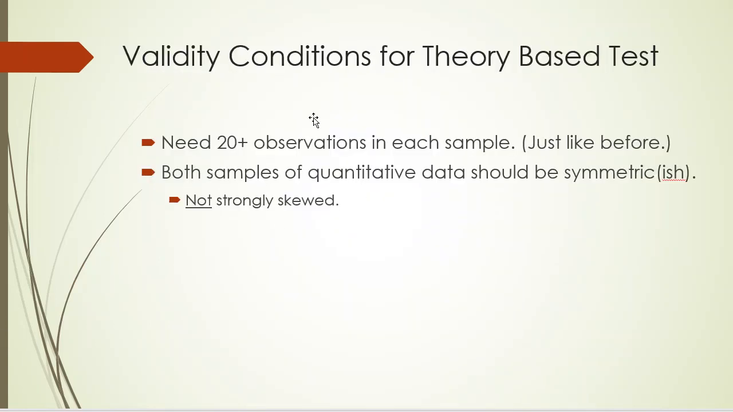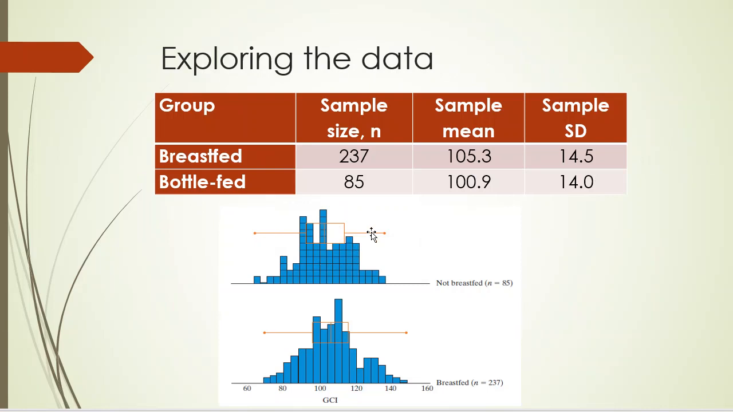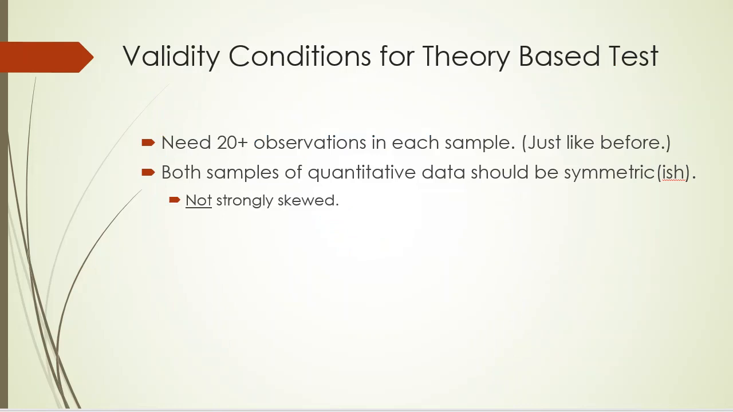If you're going to do a theory-based test, there are some validity conditions. Number one, you need at least 20 observations in both samples. And because it's quantitative data, we want it to be at least symmetric or not strongly skewed. Let's go back to the data. We can see the box and whisker plots appear to be fairly symmetric. The dot plots don't really appear to have very much skew here, so I think the theory-based test is valid.